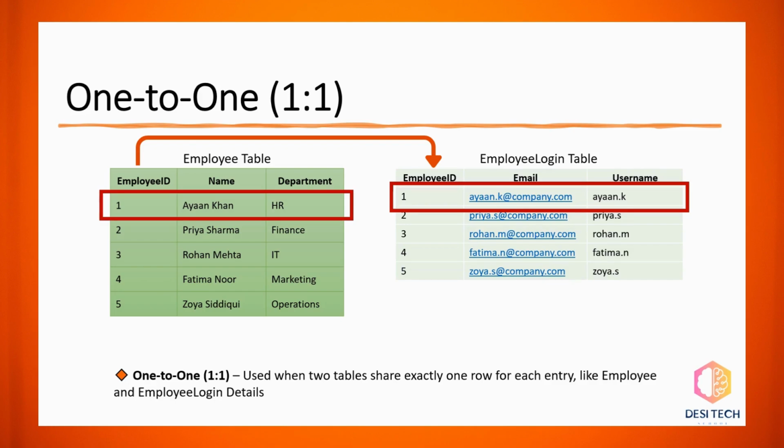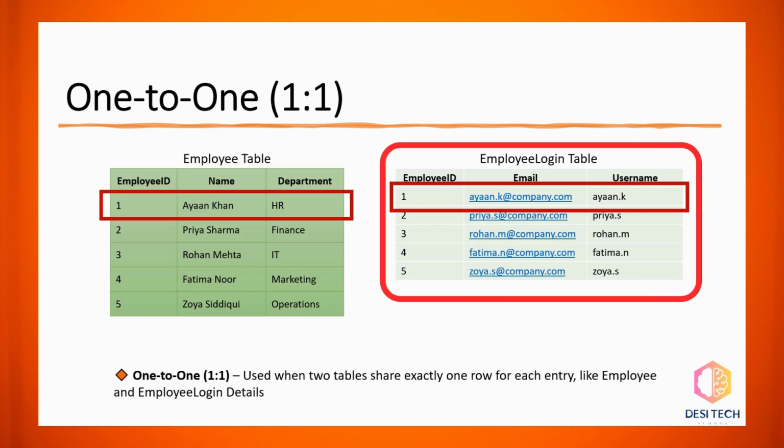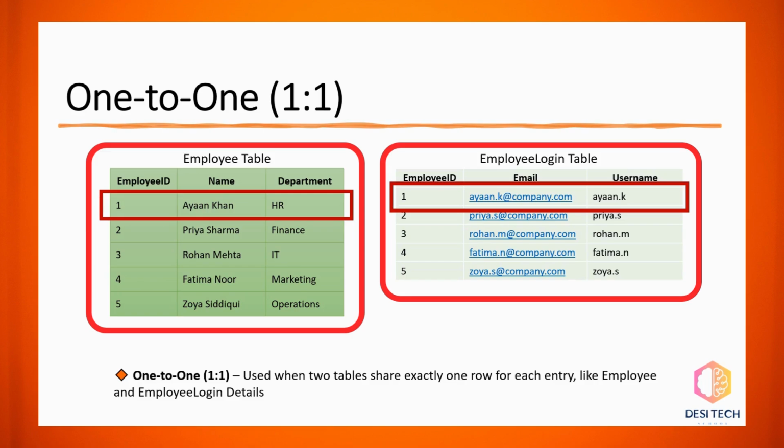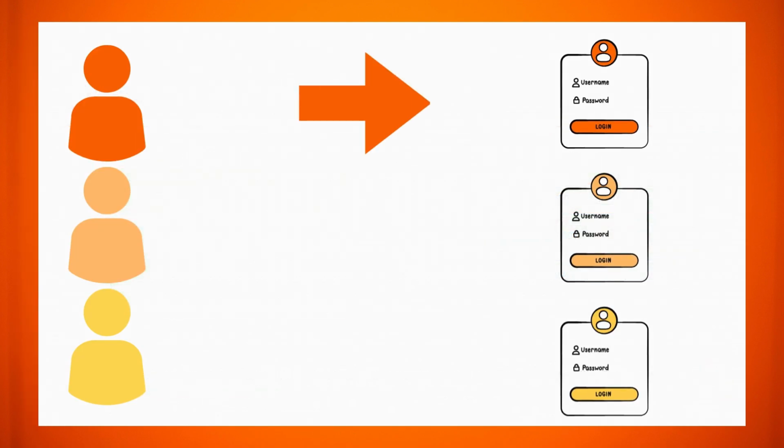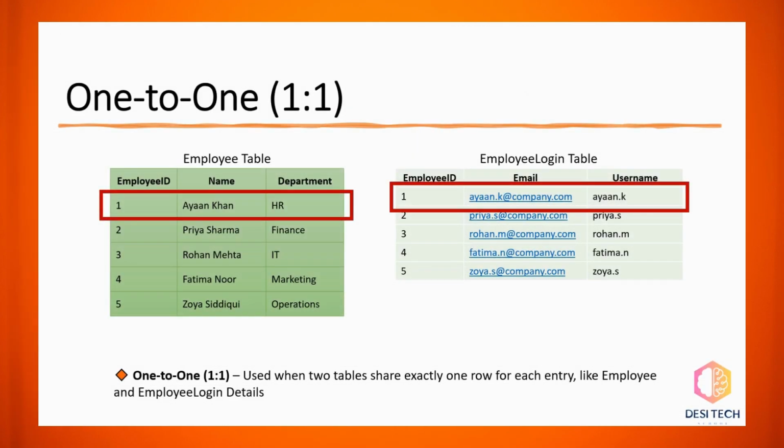So if we want to see an employee's login info, we can connect the tables using this common field. In Power BI or any other data model, this helps us separate sensitive or technical information from general employee data, while still being able to link them together when needed. So just remember, one person, one login. One login has only one person connected to it, and that's a one-to-one relationship. Clean, clear, and super useful when organizing secure or detailed data.